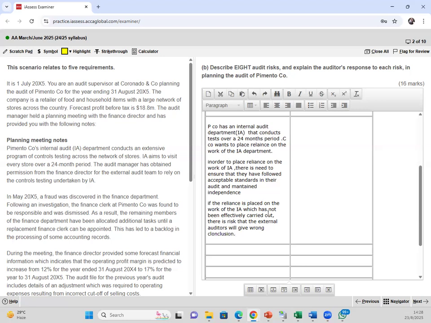Remember, the internal auditors are not specialists. These are just employees of the organization who are normally assigned on not even a regular basis, to be verifying the controls and to be verifying the system. So placing reliance on their work can put us in danger of giving wrong conclusions.